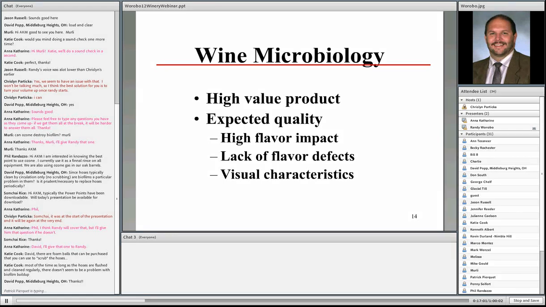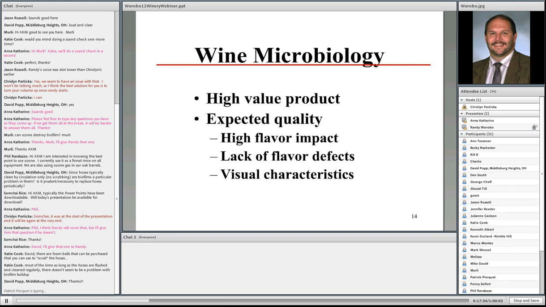At the same time, the finished product of wine is a high value product, so there should be more available resources to dedicate to cleaning and sanitizing as well. But the unfortunate thing with the finished product is that it's highly scrutinized by its consumers. So very few people look at a wine and say how wonderful. They're automatically looking for flavor defects.